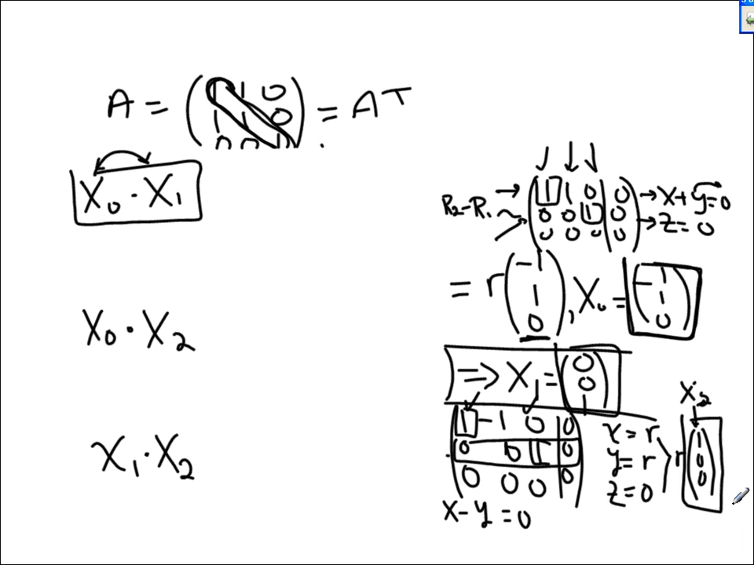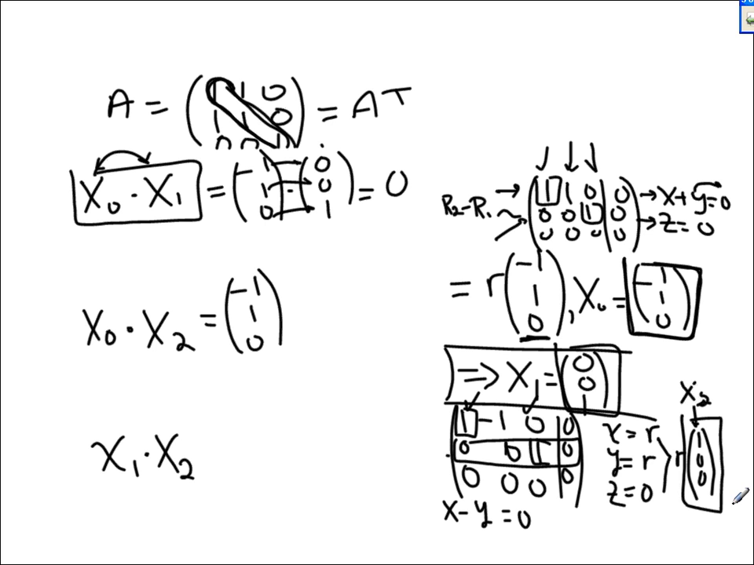Dot it with x2. So x0 is negative 1, 1, 0. I dot it with x1, which is 0, 0, 1. Multiply those numbers, you get 0. Those two, you get 0. Those two, you get 0. Add them up, get 0. So on a roll. I take x1 and I dot it with x2.